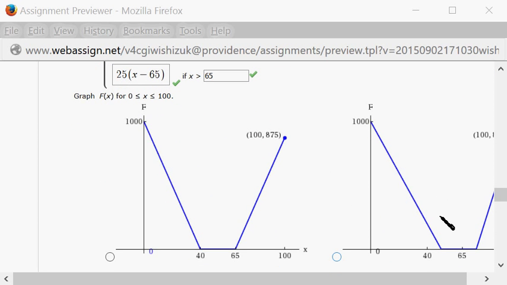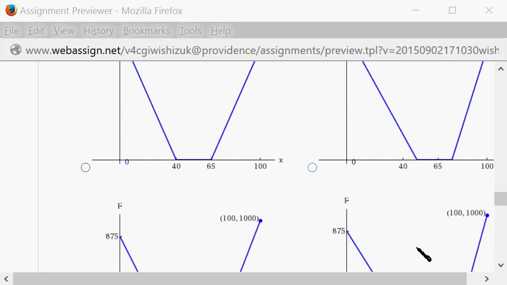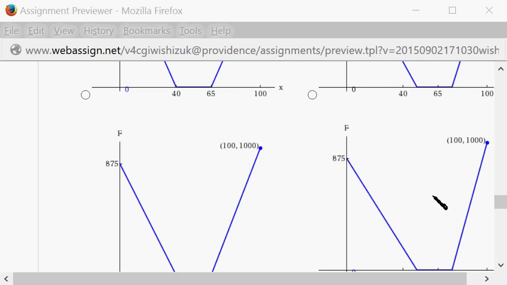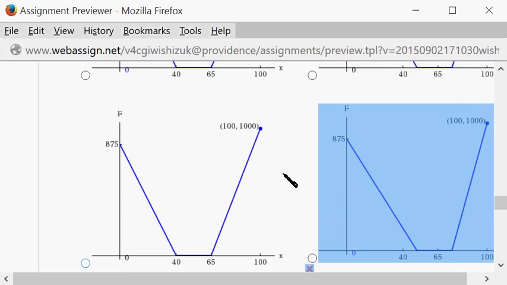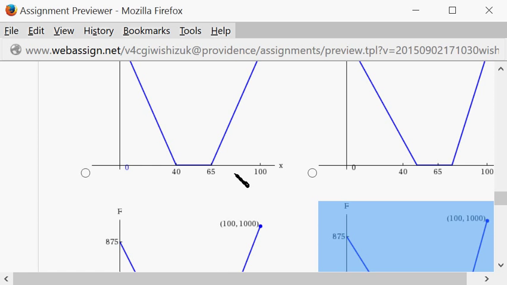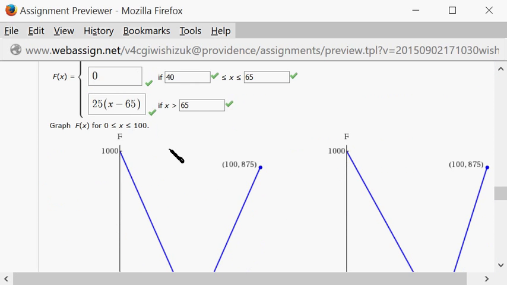I don't know if this is B. The second one is not going to be good. The 40 to 65 part looks good on this one, and the last one is not good. So it's going to be between the very first one and the third one. Then we just have to look at the way it starts.